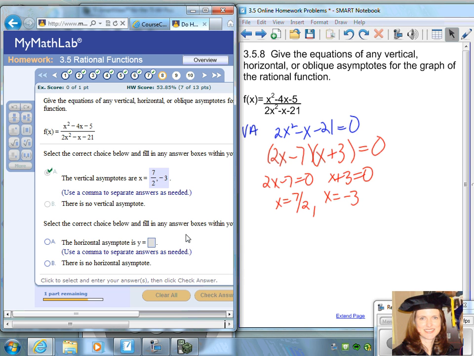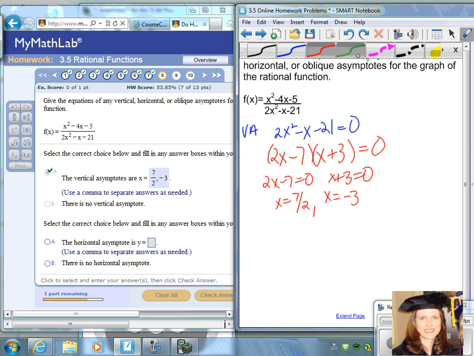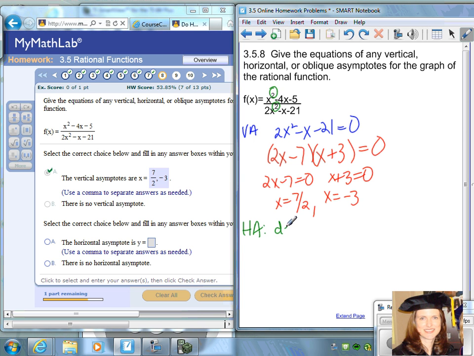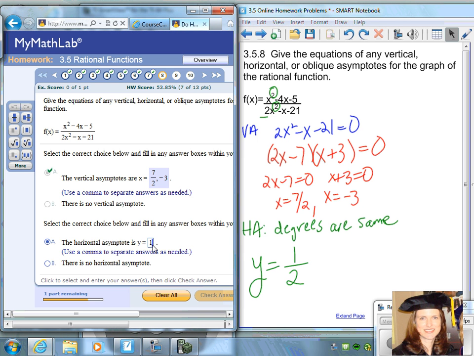Now to find the equation of the horizontal asymptote, you're going to look at the degree of the numerator. The degree of the numerator is 2. The degree of the denominator is 2. The degrees are the same. So the way you find the equation of the horizontal asymptote is by looking at the coefficients. The leading coefficient in the numerator is 1. The leading coefficient in the denominator is 2. That's the equation of your horizontal asymptote. y is equal to 1 over 2.